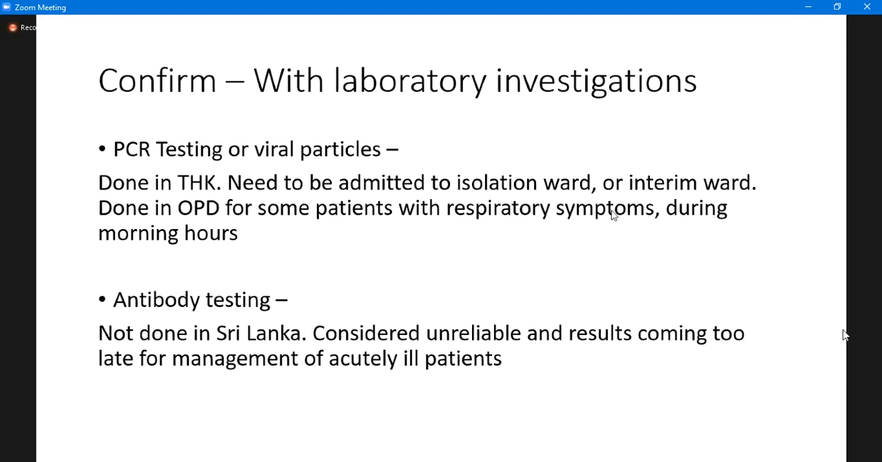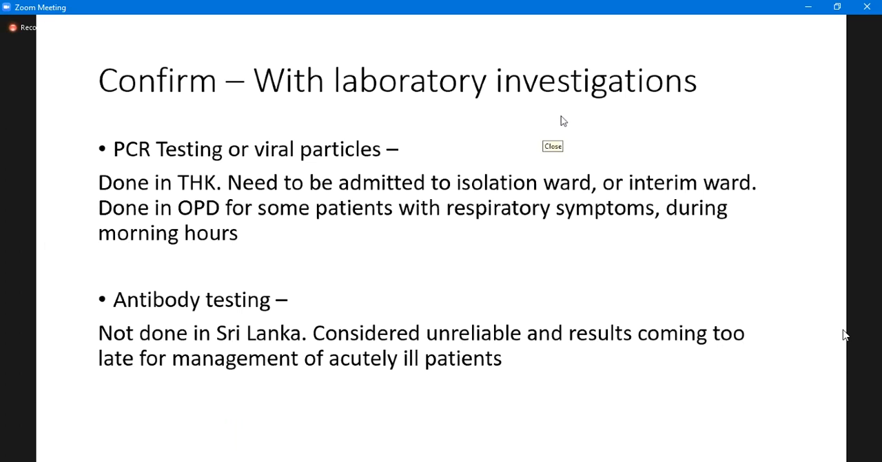No one can just walk into Karapitiya and say, hey, I want to check myself with PCR. It is done in Karapitiya, but the patient needs to be admitted either to the isolation ward, where we think that patients are having COVID-19, or to another ward called the interim ward, where patients who are on quarantine, etc., who have other illnesses are admitted. So these are the 2 places in the hospital where we do COVID PCR testing.